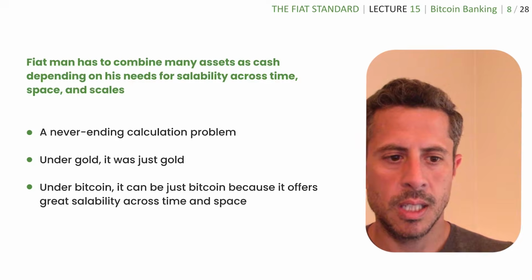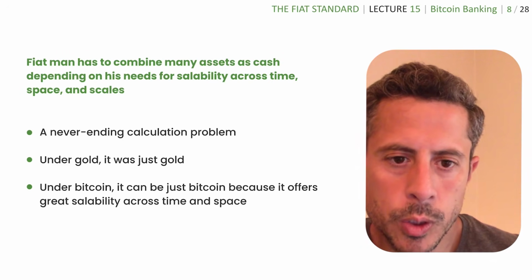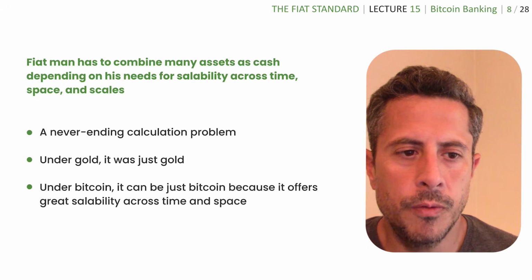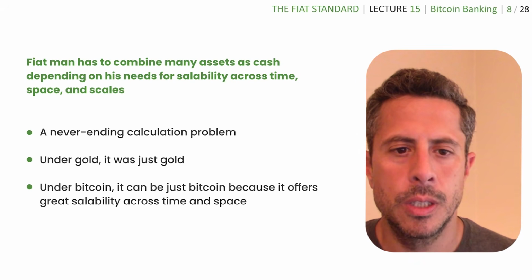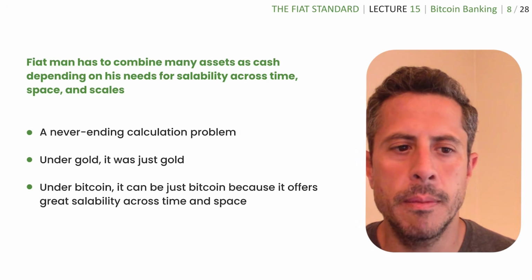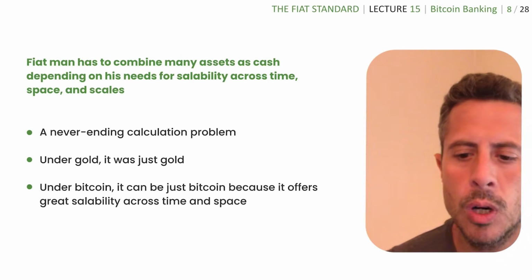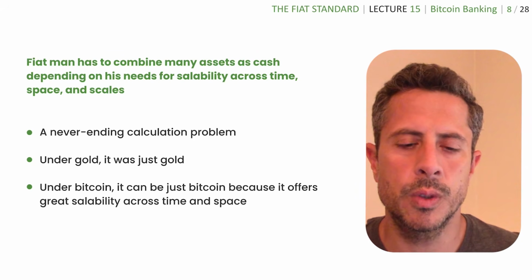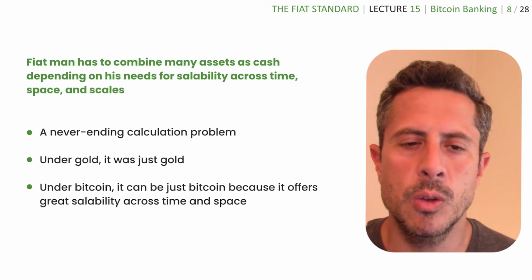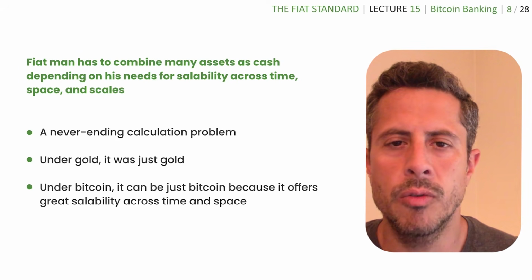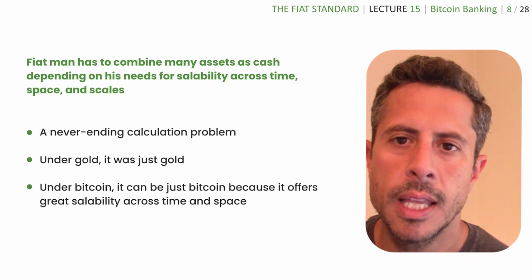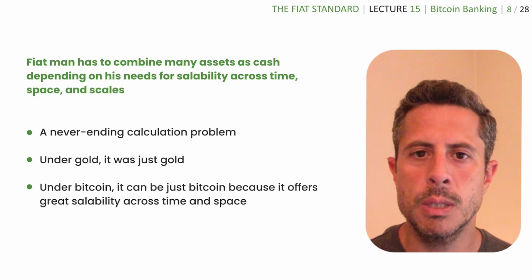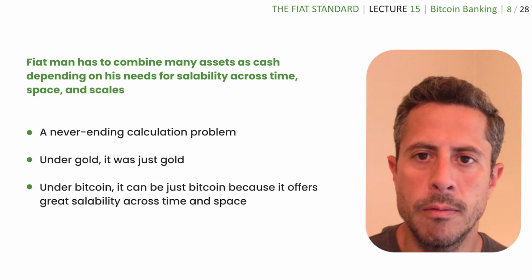So this is kind of a short, concise history of saving over the past few decades. And so fiat man has to combine many assets as cash, depending on his needs for saleability across time, space, and scales. So if you are looking for saving into the future, you hold on to gold, real estate, and bonds, for instance. But if you're looking to move money across space, you want to pay for your groceries and you want to pay for buying things from abroad or whatever, then you need money in your bank account in your local fiat currency.